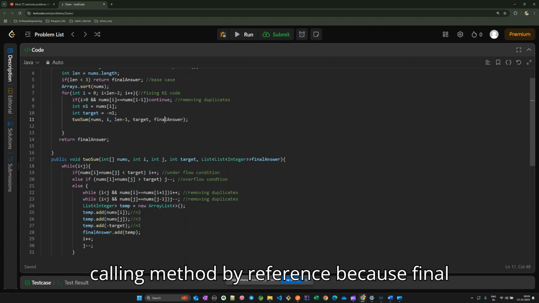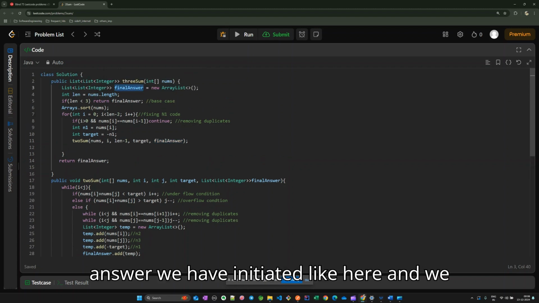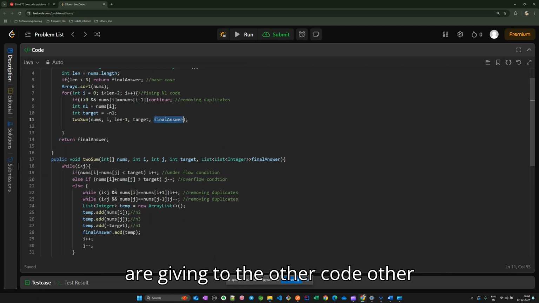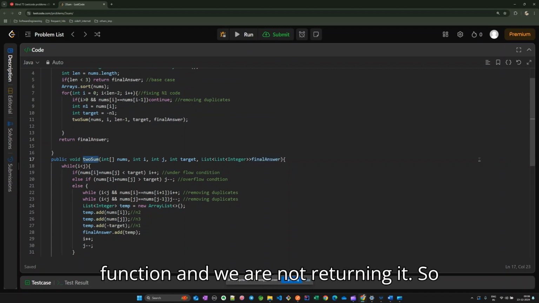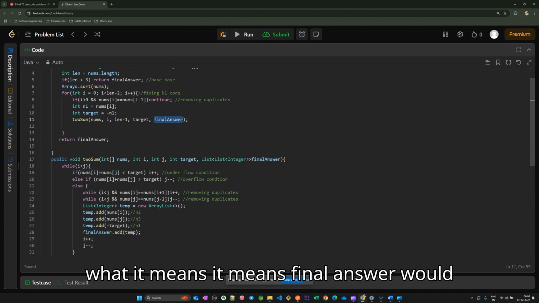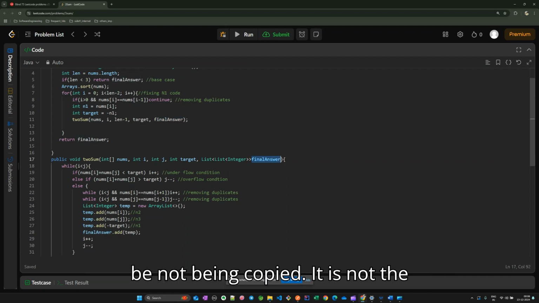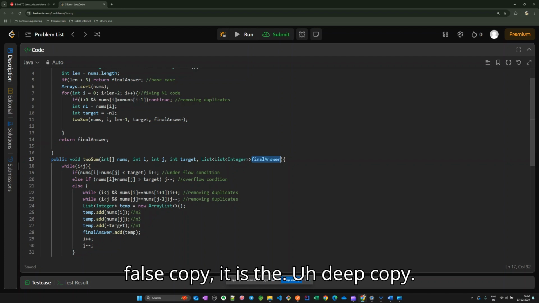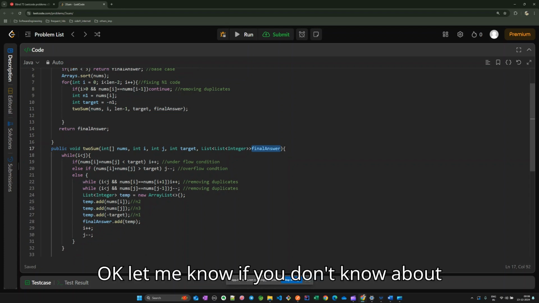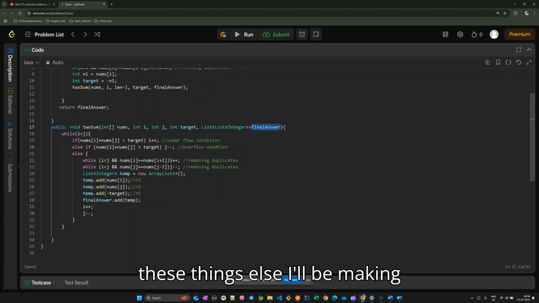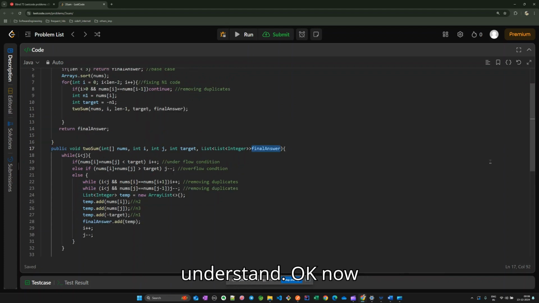So we are calling the method by reference, because the final answer we have initiated here, and we are giving it to the other function, and we are not returning it. So what does it mean? It means the final answer would be updated with the answer, and it would not be copied. It is not a shallow copy, it is the deep copy. Okay. Let me know if you don't know about these things, else I'll make you understand.